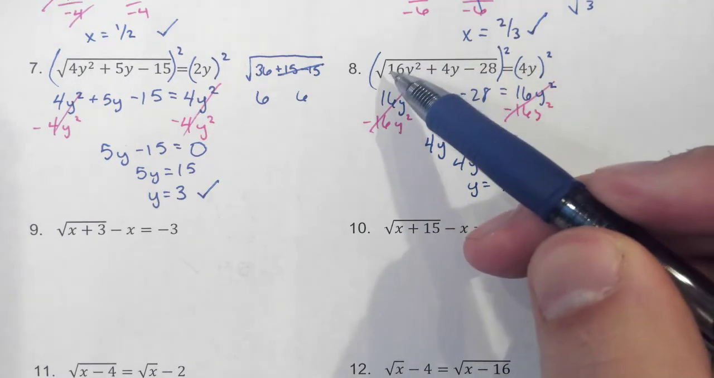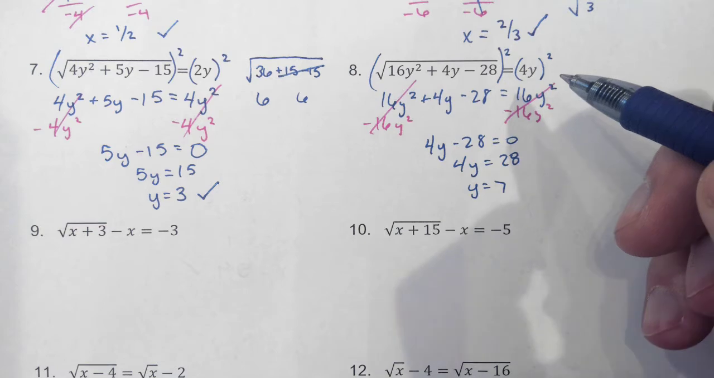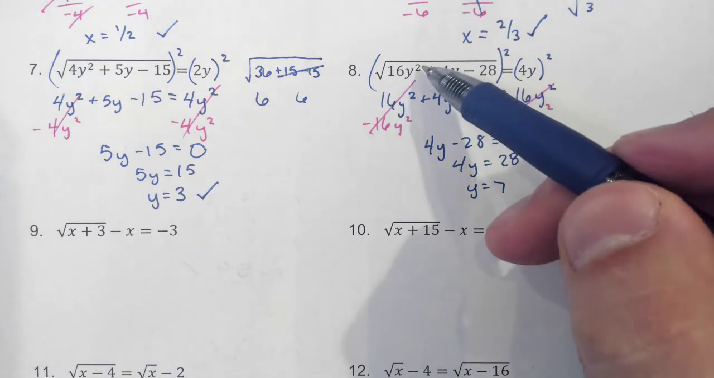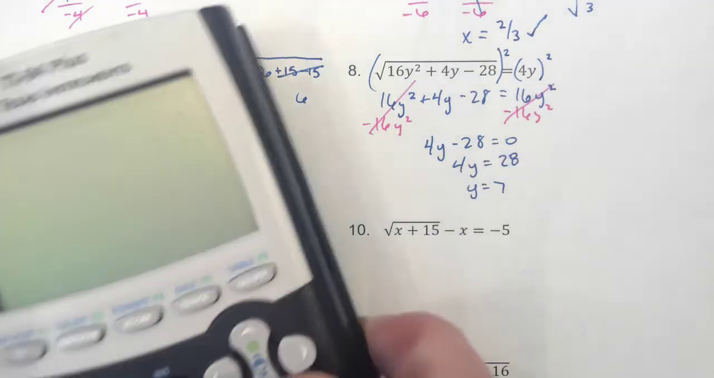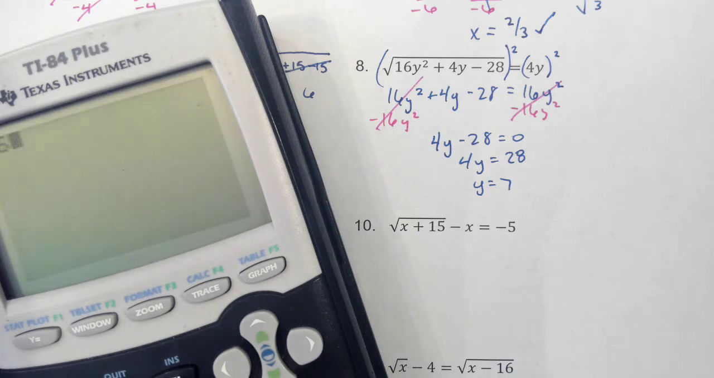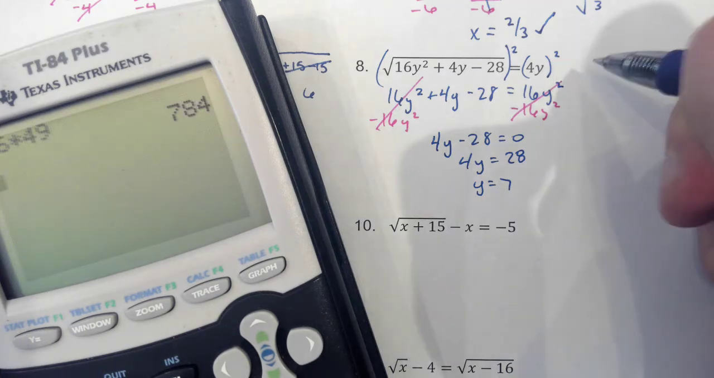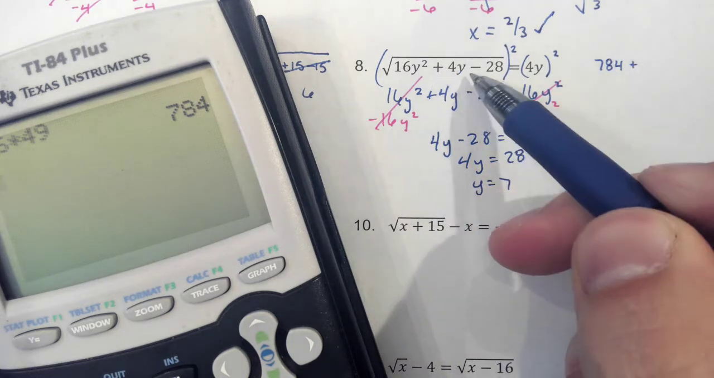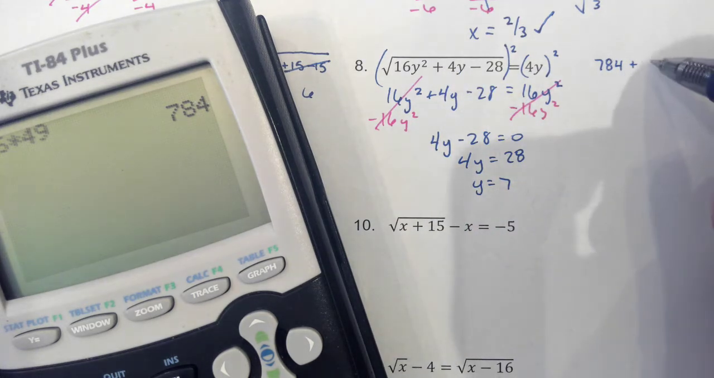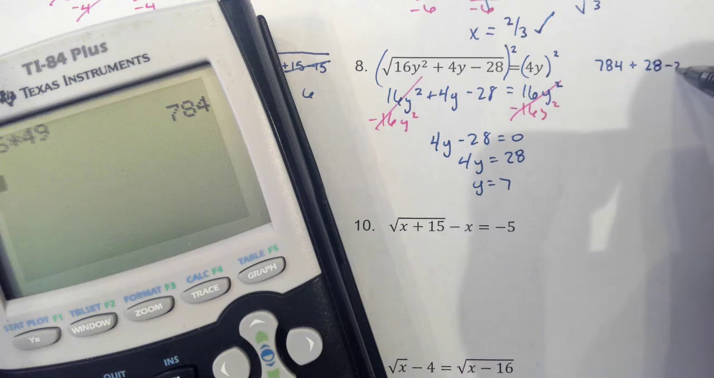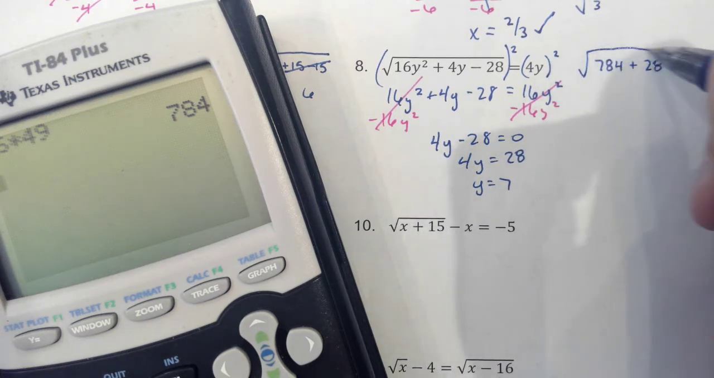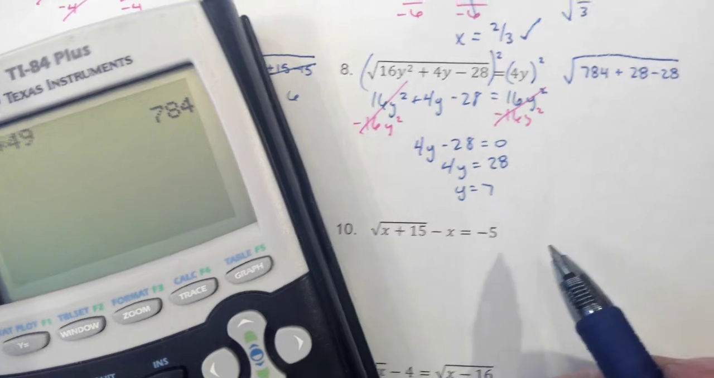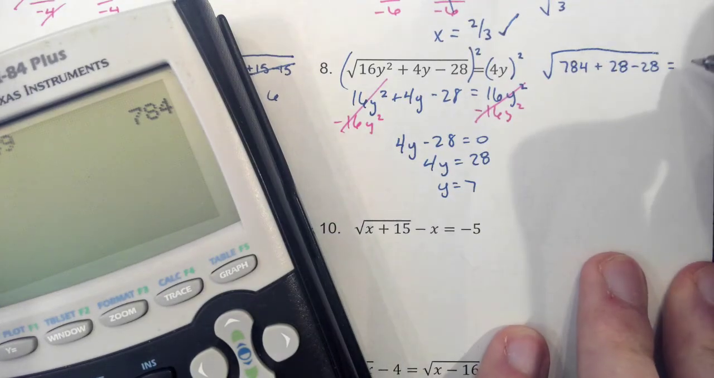So let's see, we'll check our work over here. We're going to have some big numbers this time. I've got 7 squared, which is 49, so I've got 16 times 49. I'll type that one in. 16 times 49, so 784 plus 4 times 7, so plus 28, and then again minus 28. And it's the square root of all of that. That's my left side of the equation. The right side of the equation, I have 4 times 7.